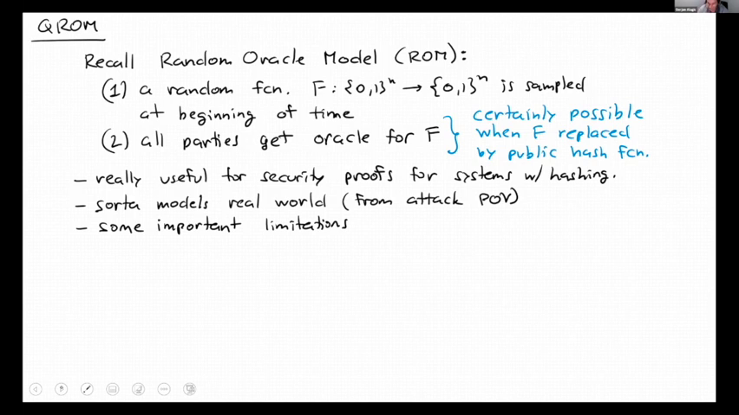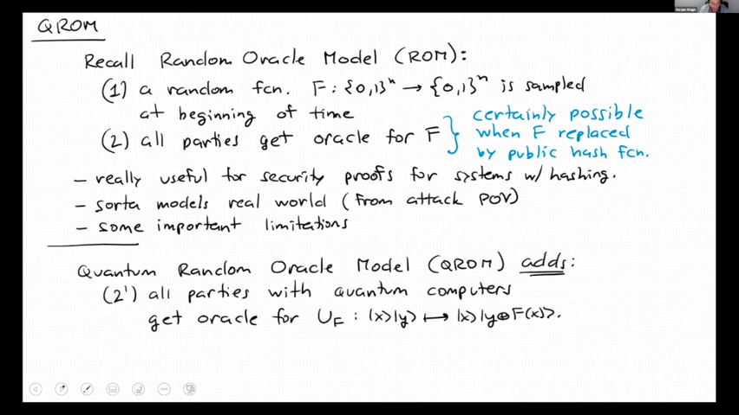There are lots of good reasons to work in the random oracle model, provided you keep in mind some important limitations. The quantum random oracle model just adds an additional condition. It says that all parties with quantum computers should also get an oracle for the U_F unitary. So still a random function is sampled at the beginning of time, and all classical parties get this input-output classical oracle for F, but any parties who have quantum computers should also get oracle access to U_F.